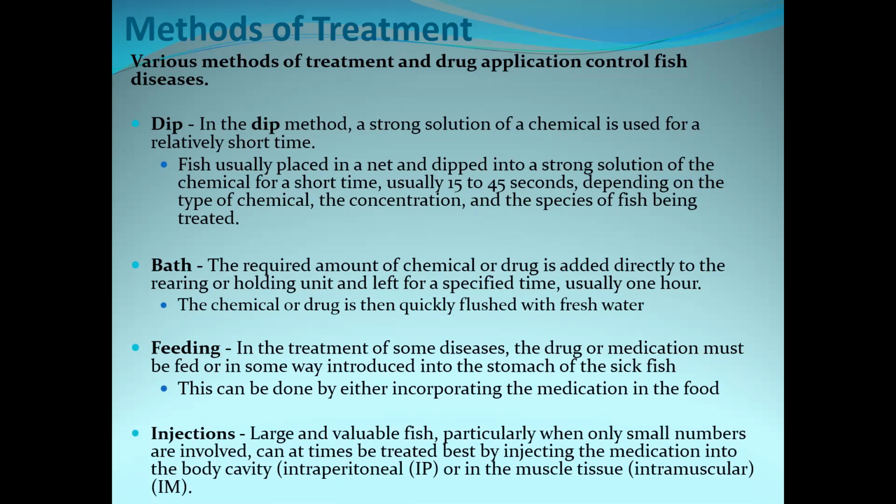Of course, if you have a big aquaculture facility and you have 5,000 fish or 10,000 fish, injecting might not be feasible. But if you have high valued koi and one or two fish become infected or become diseased, of course you want to take all precautions. It makes sense to use injections to try to get the best treatment to your fish.